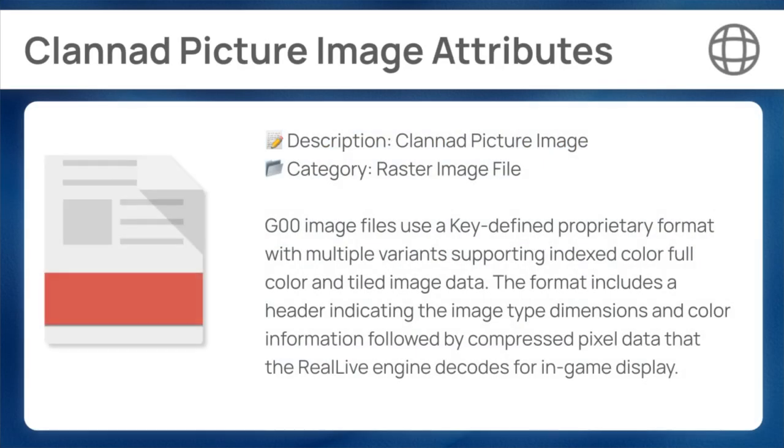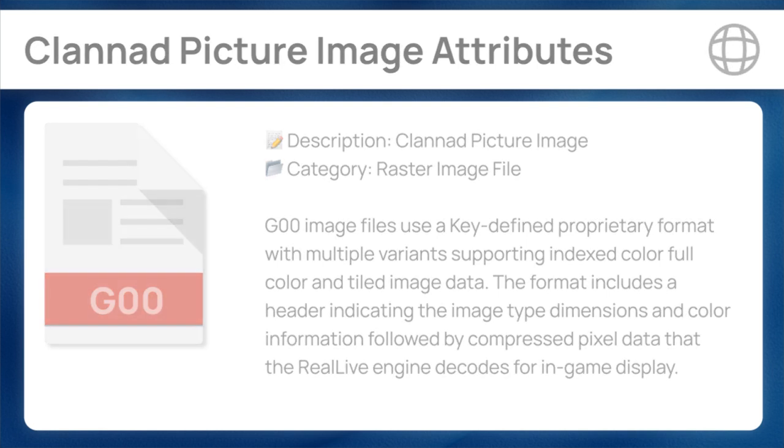G00 image files use a Key-defined proprietary format with multiple variants supporting index color, full color, and tiled image data. The format includes a header indicating the image type, dimensions, and color information, followed by compressed pixel data that the RealLive engine decodes for in-game display.